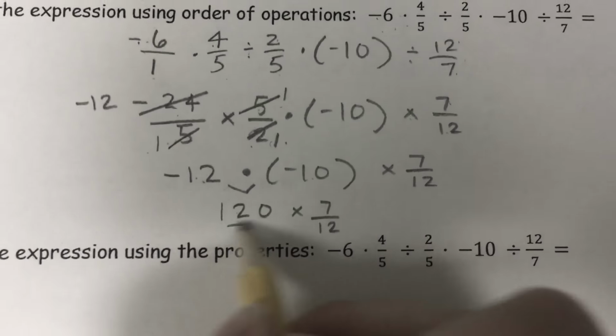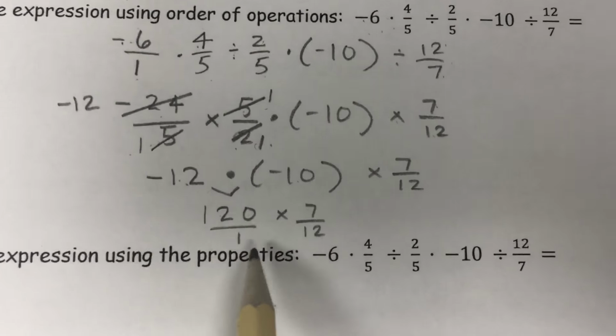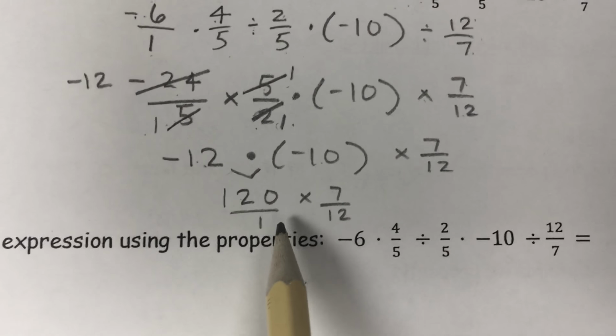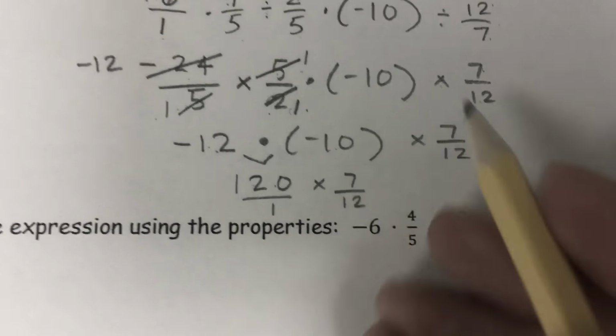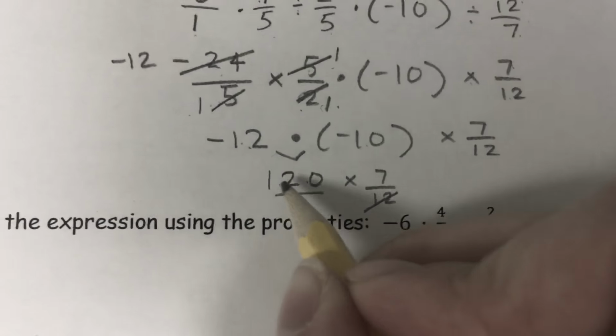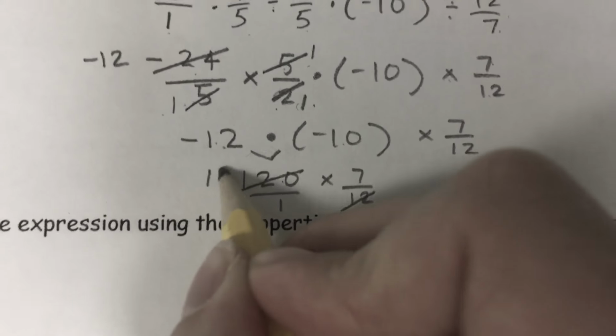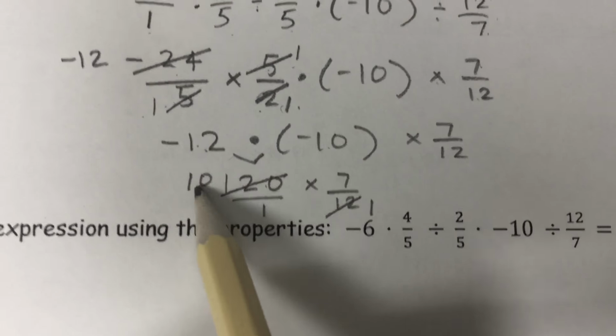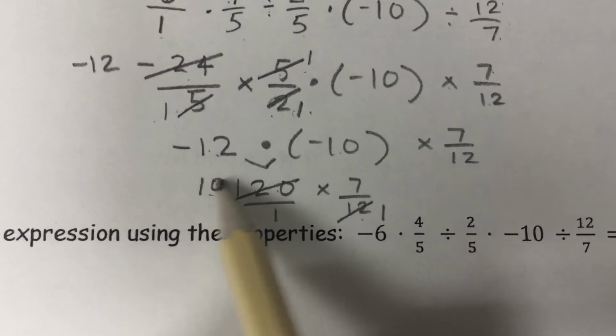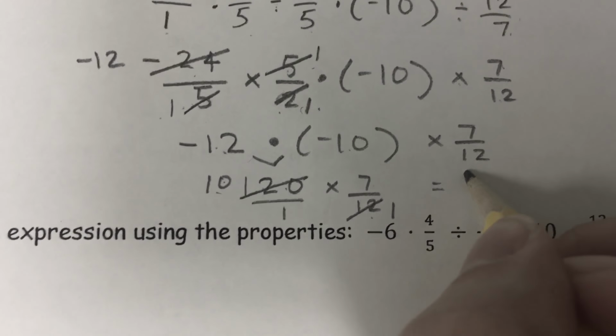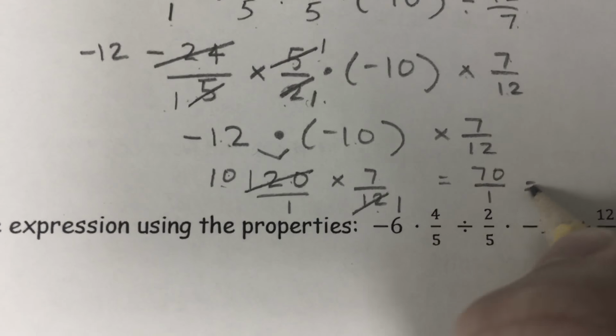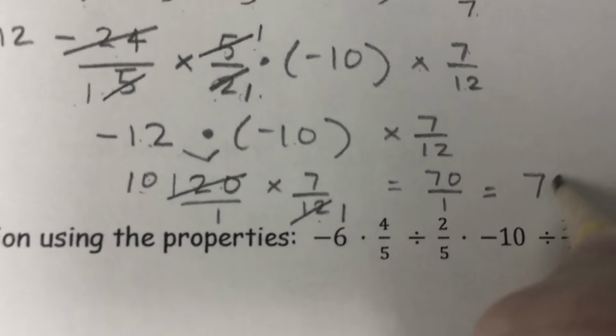I could put 120 over 1, because 120 divided by 1 is still 120, and see if I can simplify anything. 12 goes into 120 10 times. So that becomes a 10, and that just becomes a 1. And 10 times 7 is 70 over 1, which is equal to 70.